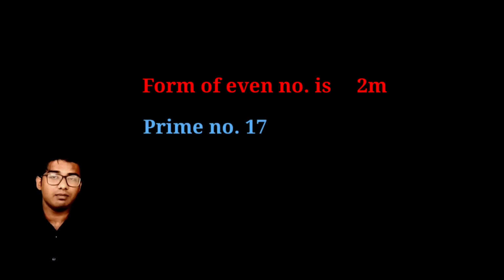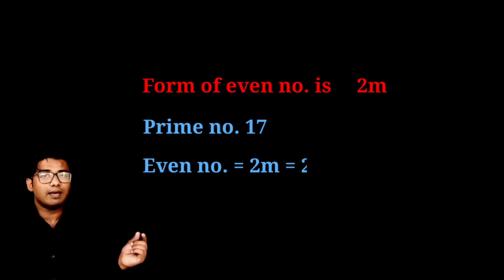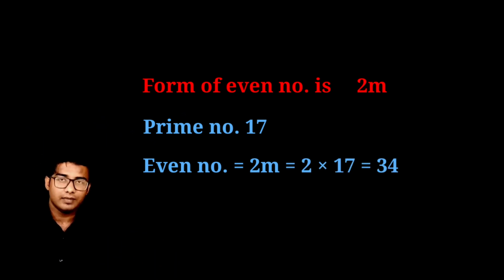How can we write 2m? Suppose we take a prime number, which doesn't have any factors other than 1 and itself, like 17. 17 is a prime number. If you want to make it an even number, multiply it by 2. So 2m equals 2 multiplied by 17, which is 34. So 34 is an even number. Yes, so the form of an even number is 2m.